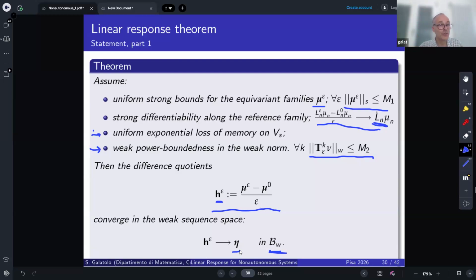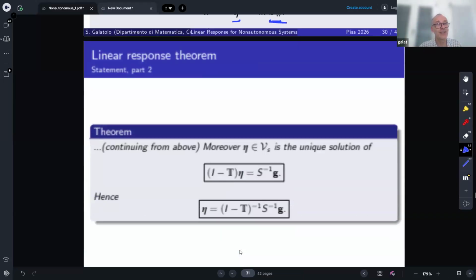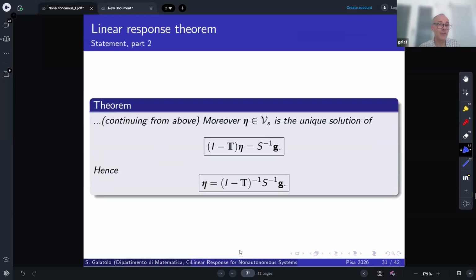Okay, and this tells you that the system behaves differentiably, the invariant measure behaves differentiably, because there is a limit for the incremental ratio. But you also have the linear response formula, which is very similar to before. It's essentially the same formula as before. I remark that this plays the same role as this. So this is the vector containing all the changes in how the change in the operator changes the starting equivariant family. Then you apply the inverse shift, and then you apply the resolvent, which you have seen can be defined because of the loss of memory. And this is the formula. So essentially, it's the same formula as before.